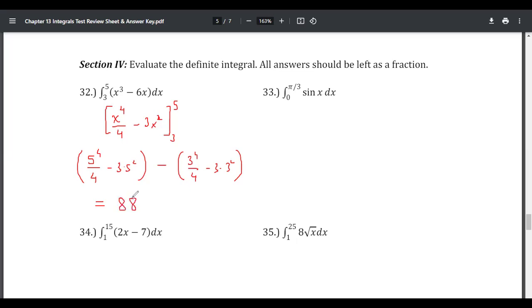x or x squared. All right, so let me see. 5. So that should be. You said to leave them in fraction form, right? I would want you to simplify it as much as you can. Okay. 5 to the 4 over 4 minus 3 times 5. Let's see.